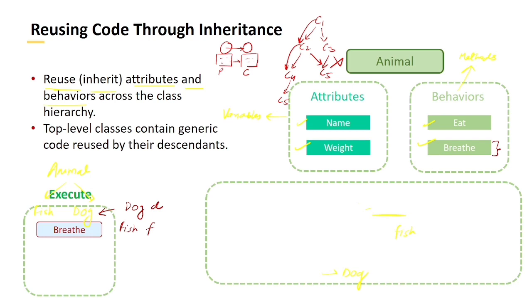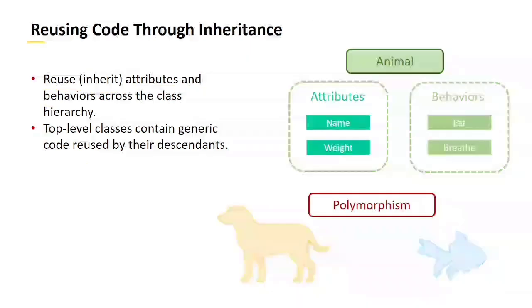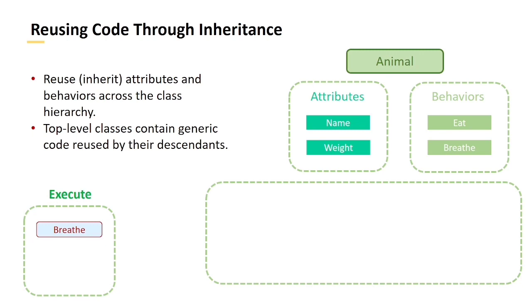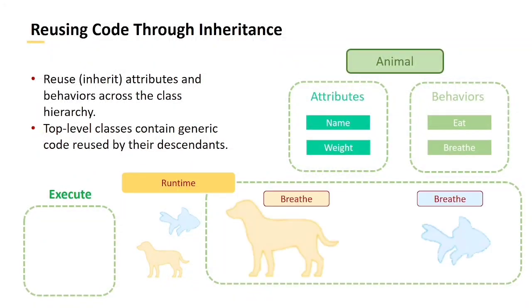So let me just erase this. We could say that during the time of execution, this breathe function would be different for both fish and dog. During runtime, dog breathe would return lungs, and here it will return gills, right? These are two different things, but the name of the function is the same. Therefore, what we are doing is using breathe for more than one purpose. Hence, it is runtime polymorphism.